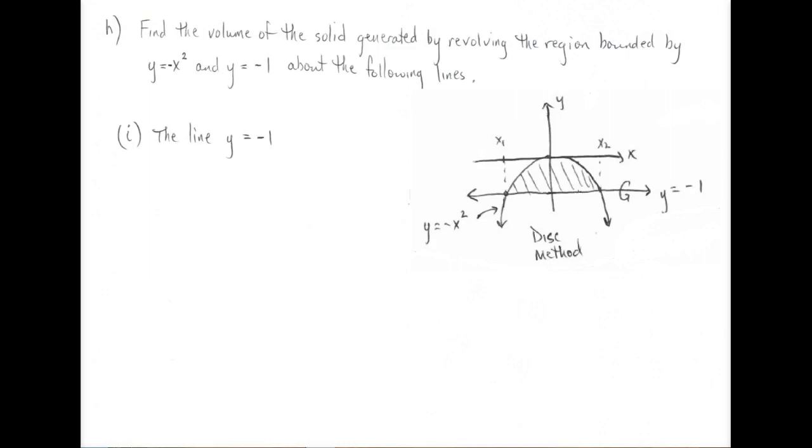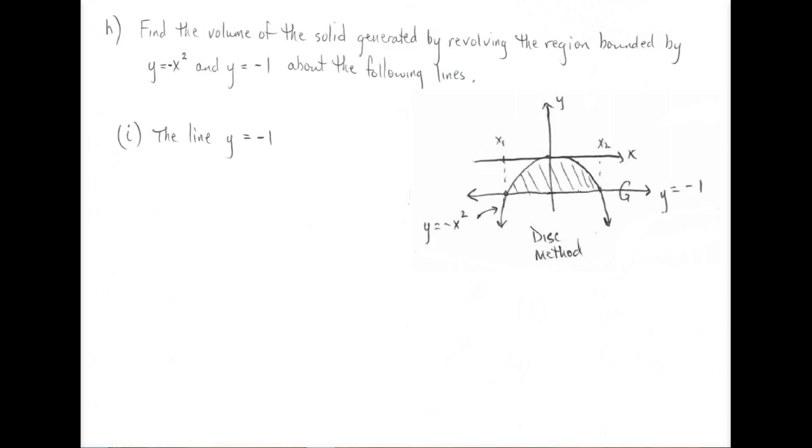And so in this last set of examples here, we have the two functions y is equal to negative x squared and y equals negative 1. And what we want to do is find the volume of the solid that is generated by the area that's bounded in between those two functions, and rotate them about several different axes. The first one that we want to do is rotate this bounded area about the line y equals negative 1.